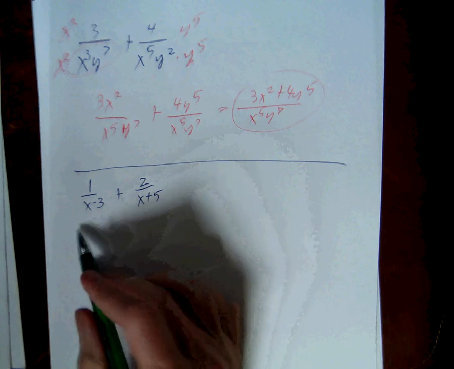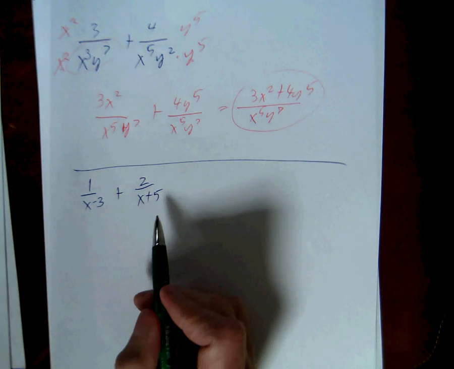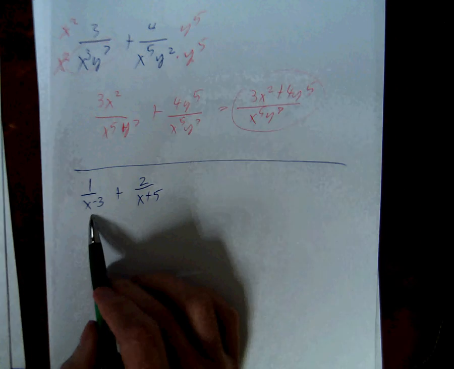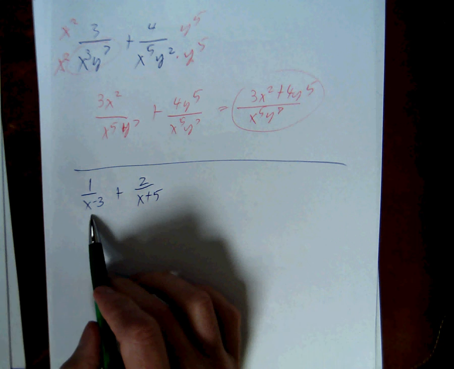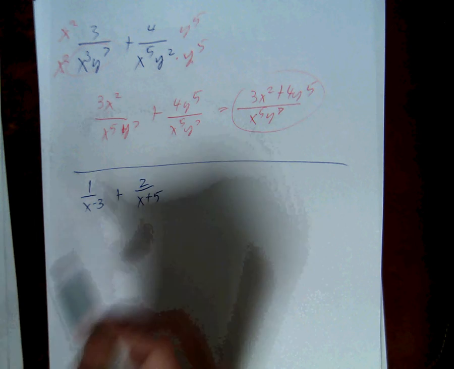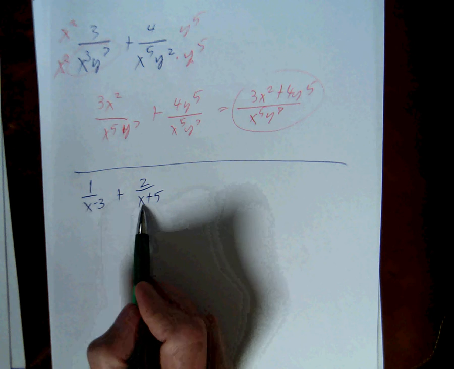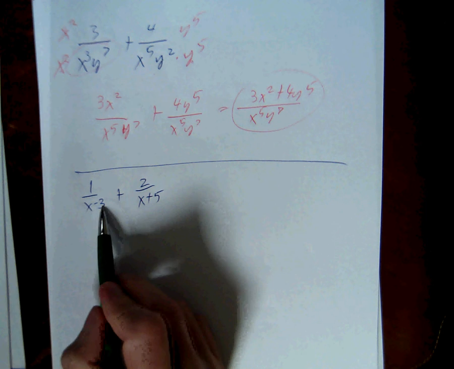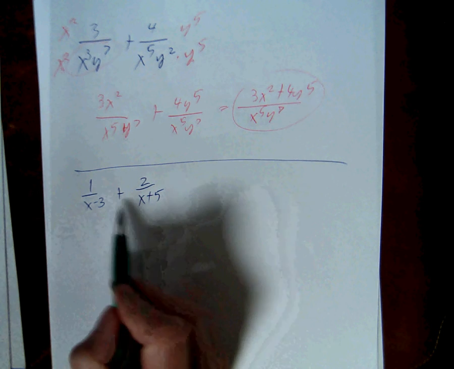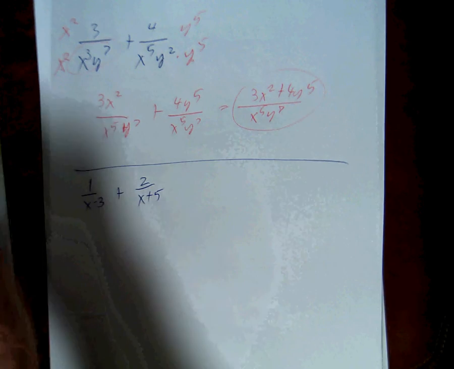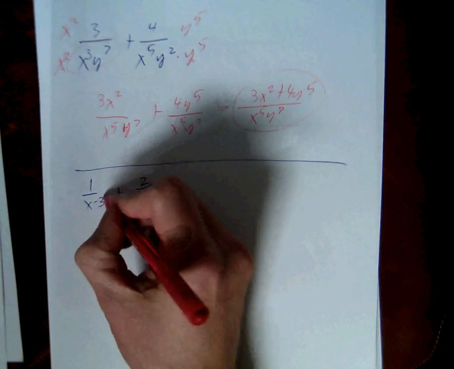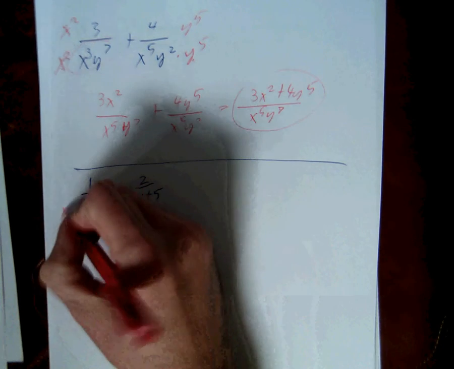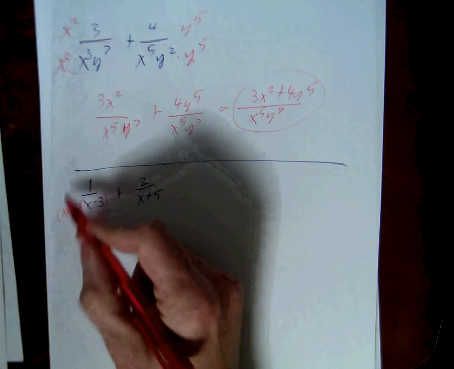So to add these two things together, I need to make sure my denominators are the same. Now, the rules for getting a common denominator are you're only allowed to multiply. You can't add or subtract. So when I look at this, I see an x minus 3 and this side's got an x plus 5. I need them both to be the same. There is no way I can make an x minus 3 look like an x plus 5. And since there's no way for me to make this look like this, the only way I can get a common denominator is I'm going to multiply this denominator by x plus 5. And of course, whatever you do to the bottom, you got to do to the top.